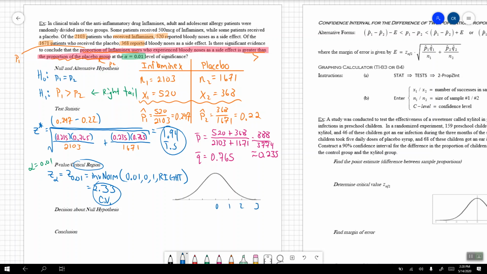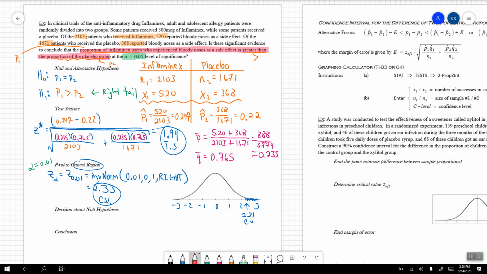And again, this is a right tail test, which means we only really need the right tail of this Bell distribution. So I'm going to go to 2.33. So I'm going to find it right in here. So this is 2.33, and this is my critical value. And that means area to the right for that critical value.